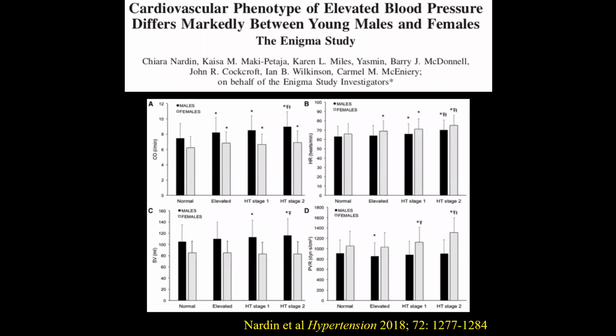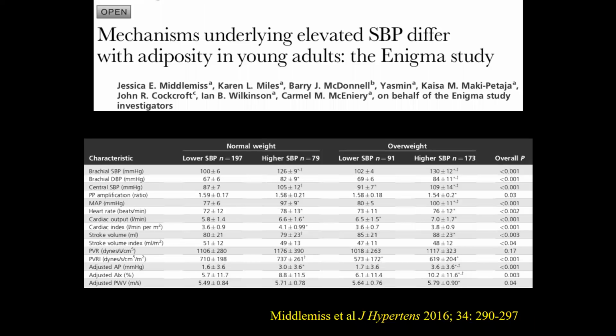So this is some of our own work from the Enigma study in young people. And this actually shows that there's a difference in the cardiovascular phenotype of elevated blood pressure based on the Y chromosome. So men and women are different in terms of their cardiac output, their heart rate, their systemic vascular resistance, and their stroke volume and their peripheral vascular resistance. So there's already differences. So a drug that might be good for a woman might not be so good for a man. We know that if you are fat, there's differences. So the underlying mechanisms of elevated blood pressure differ with adiposity. This is from our own Enigma study.